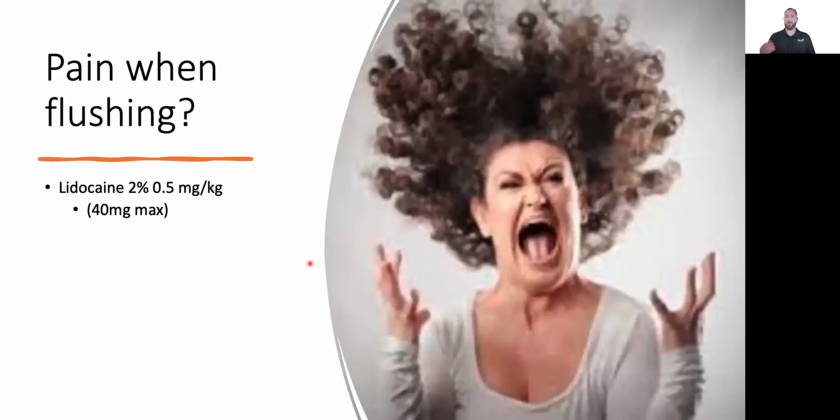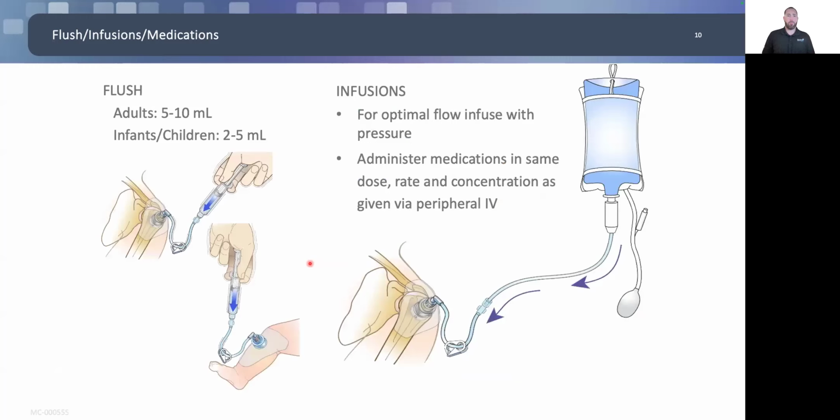Now, if the patient is awake and they have pain while flushing, you can actually give something like 2% lidocaine. Typically, we give 0.5 milligram per kilo, up to about a 40 milligram max. Now, you can give and push fluids through this. You're going to have a lot more pressure than just a regular IV.